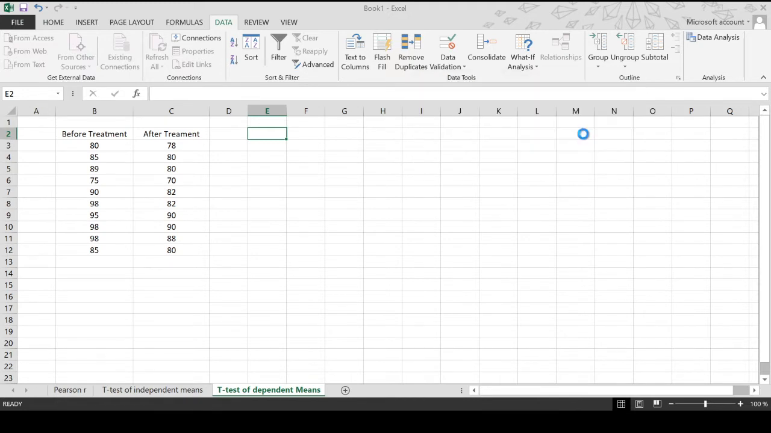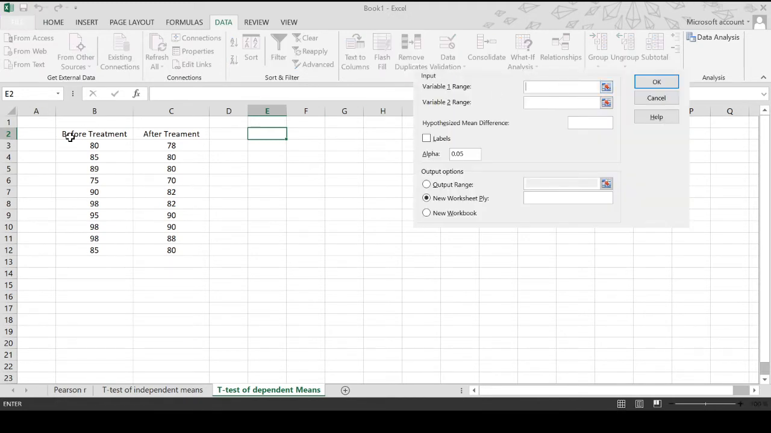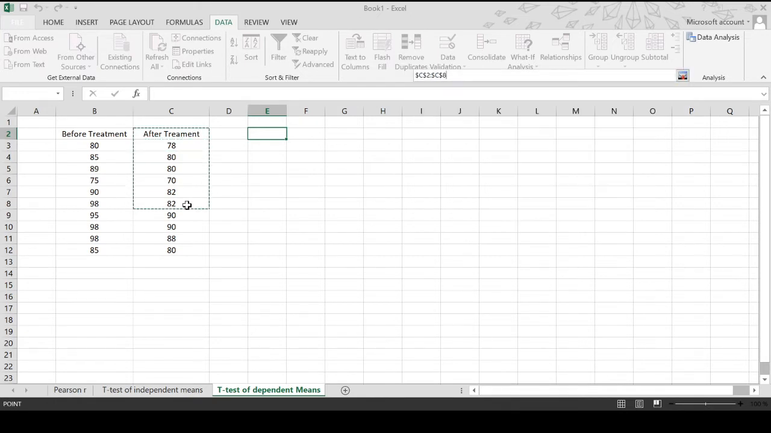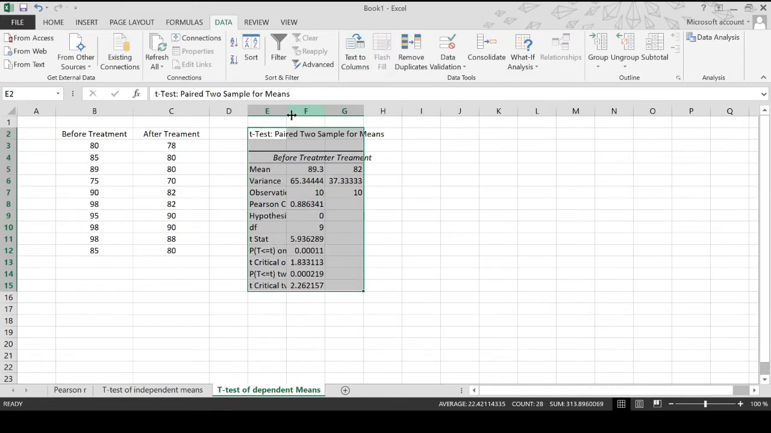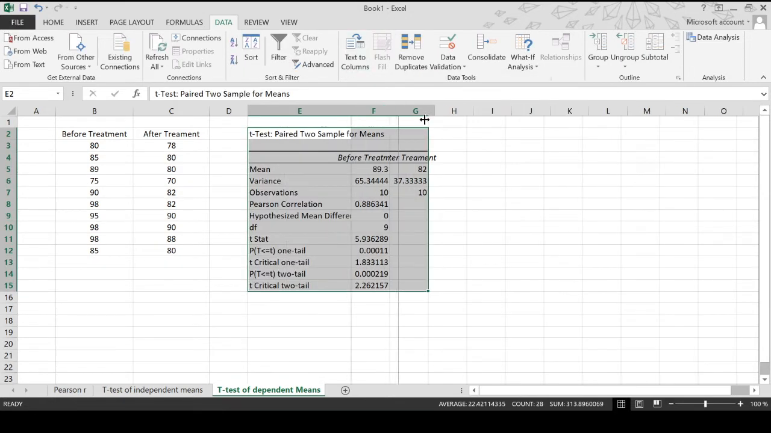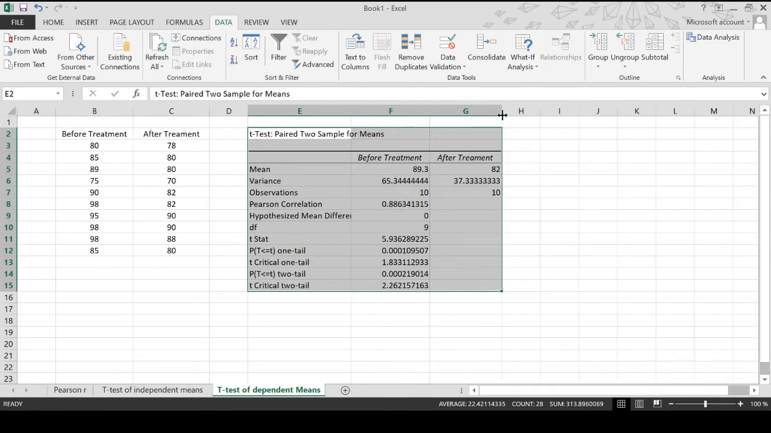Click OK, and let's select the before treatment data. Include the labels so it will not be hard for you to create your table when you go on with your chapter 4. Then select the after treatment data and check the labels. The hypothesized mean difference will be 0, because our hypothesis is that they do not have any difference. For the output range, just click here and click OK. That's easy. Now let's interpret the data.